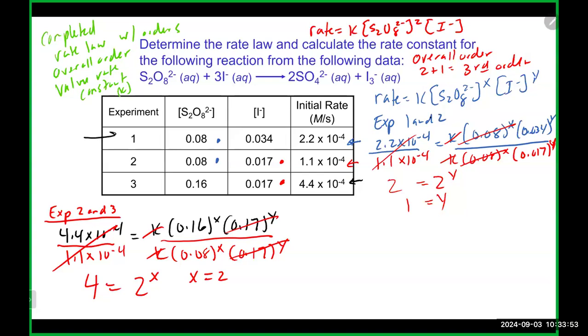Once again, to calculate the value of the rate constant, you could choose any entry you want. You really don't have to do it for all of them, because they all should come out the same number, since it is a constant. So you just need to choose one. No mix and matching though.